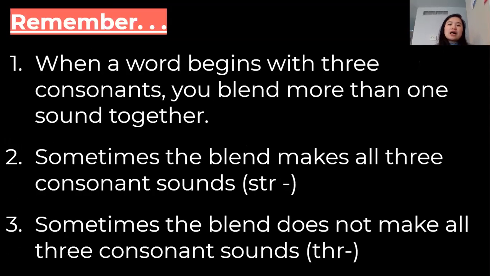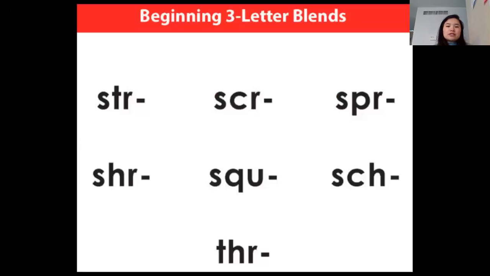Remember, when a word begins with three consonants, you blend more than one sound together. A consonant is any letter that is not a vowel. A vowel is A, E, I, O, U. Sometimes the blend makes all three consonant sounds together, for example, str, stir. And sometimes the blend does not make all three consonant sounds, but makes two out of the three consonant sounds. For example, thr, T-H-R.